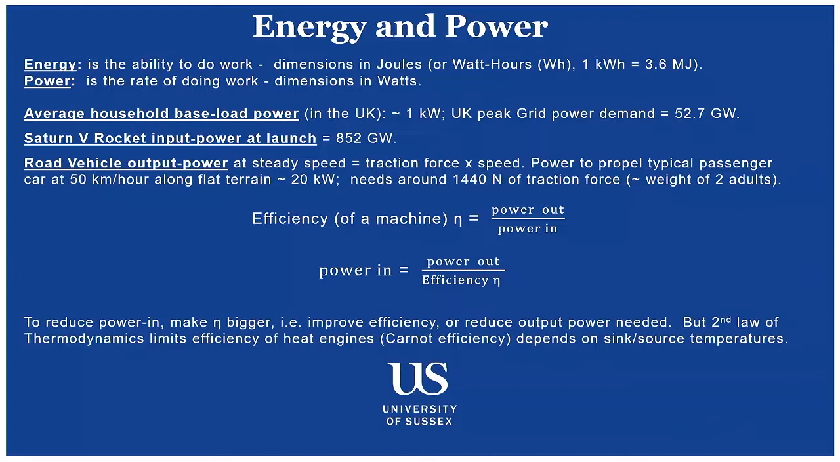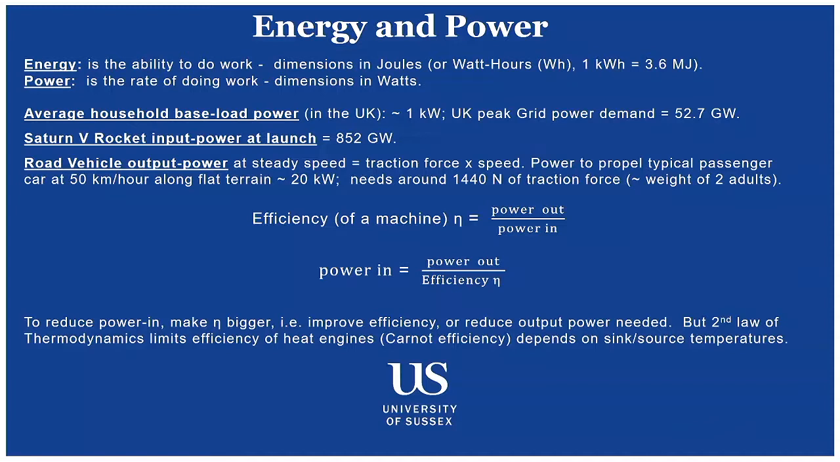So what's our average baseload power in the UK per household? It is actually 1 kilowatt. Not that high. What's the national grid power demand? It's 52.7 gigawatts. So it's a big number, 10 to the power 9 watts a gigawatt.